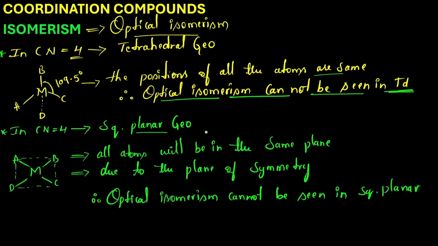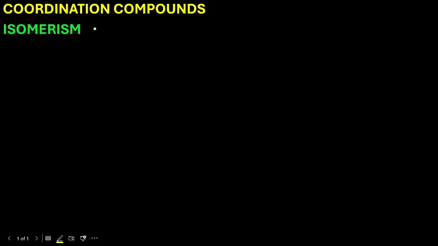Coming to square planar geometry, all the atoms will be in the same plane. Therefore, the plane of symmetry is possible. Due to the plane of symmetry, optical isomerism cannot be seen in square planar geometry. Now we will see optical isomerism in coordination number 6. In coordination number 6, we're going to get octahedral geometry.